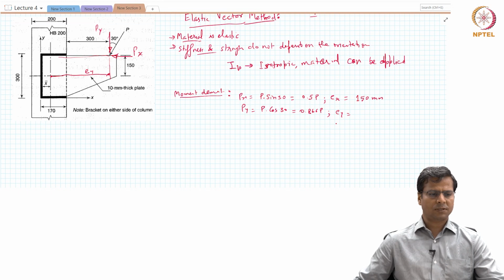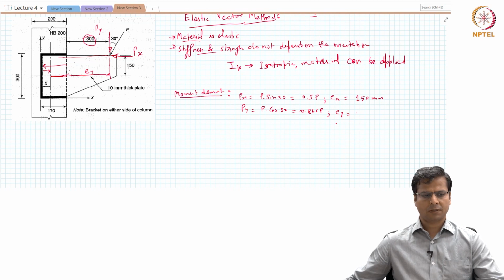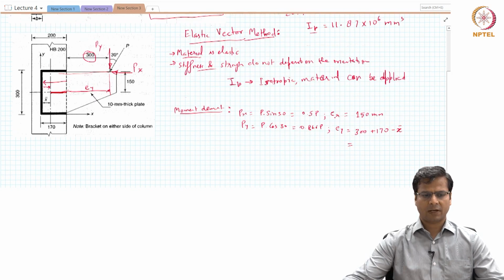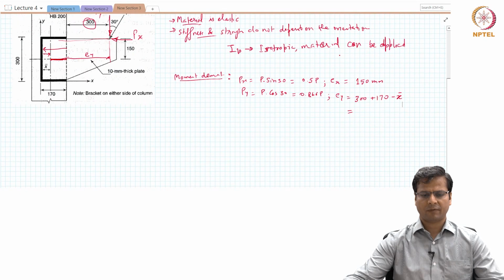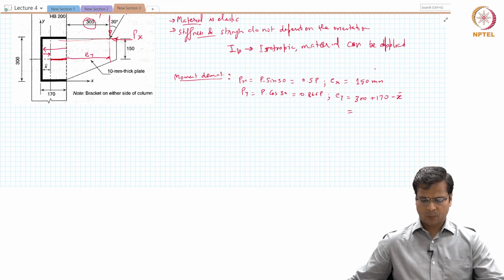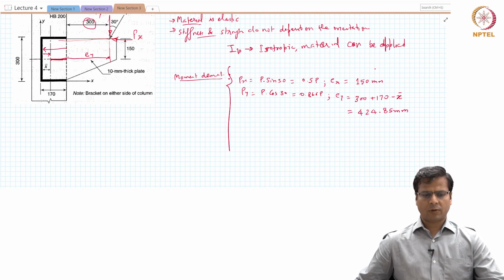This is basically equal to this distance 300 millimeters plus this distance. And how much is it? This distance is basically equal to 170 minus x bar. So we will call it 300 plus 170 minus x bar, which turns out to be, and we had calculated the x bar value, right? X bar was calculated as 45.15. So we substitute that here and what we get is 424.85 millimeters as the Ey value. Okay. Now, all this calculation is being done to calculate the moment demand.